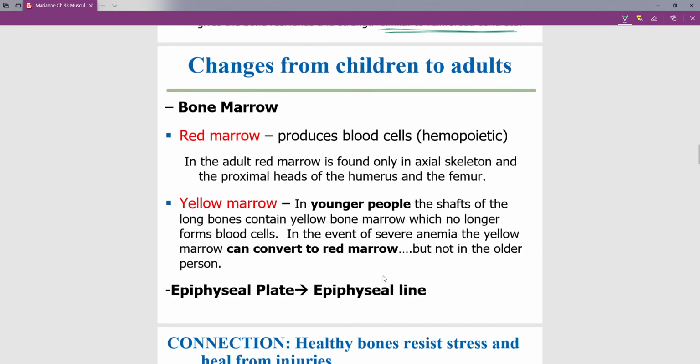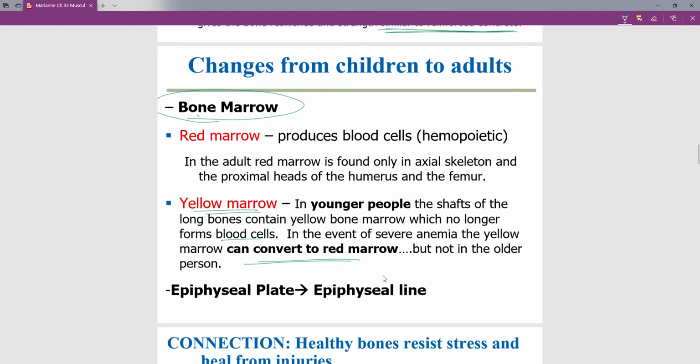The next slide here basically summarizes the changes and how a child's bone would compare to an adult's bone. So there were those two key things that were different. When we talked about the bone marrow, in children, their yellow bone marrow could convert to red bone marrow as a bit of a backup to the supply of red blood cells. And so, you know, if that was your reality, you'd have an advantage evolutionarily, right?